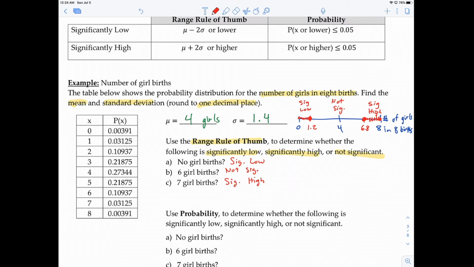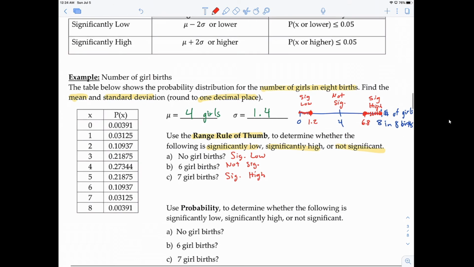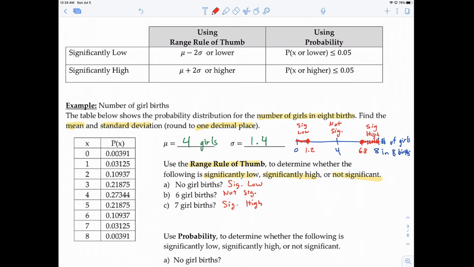All right, so that is calculating or determining whether a result is significant using the range rule of thumb. So let's go ahead and take a look at probabilities. And again, probabilities is a little bit tougher, so I'm going to spend a little bit more time on that.